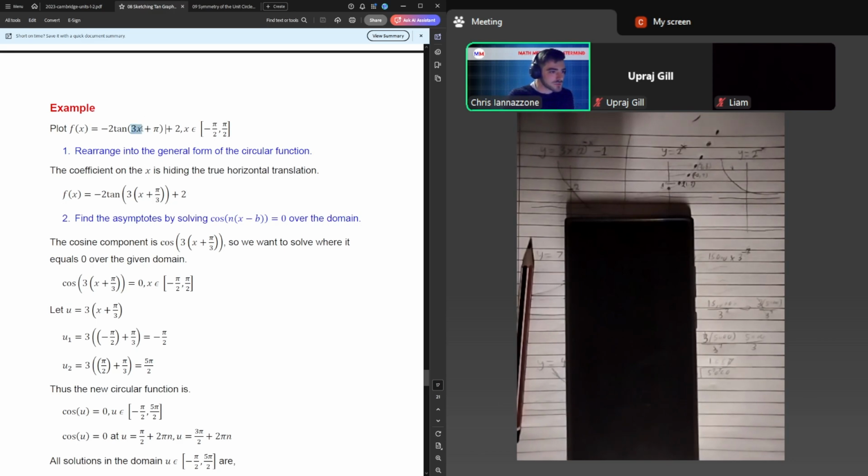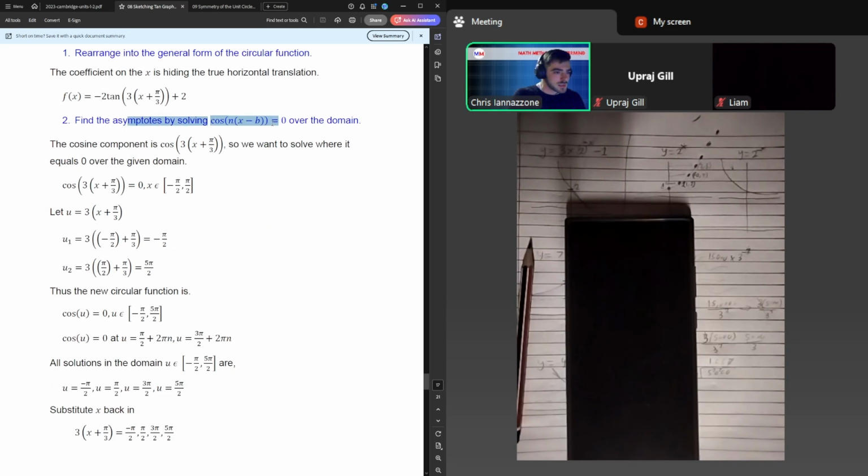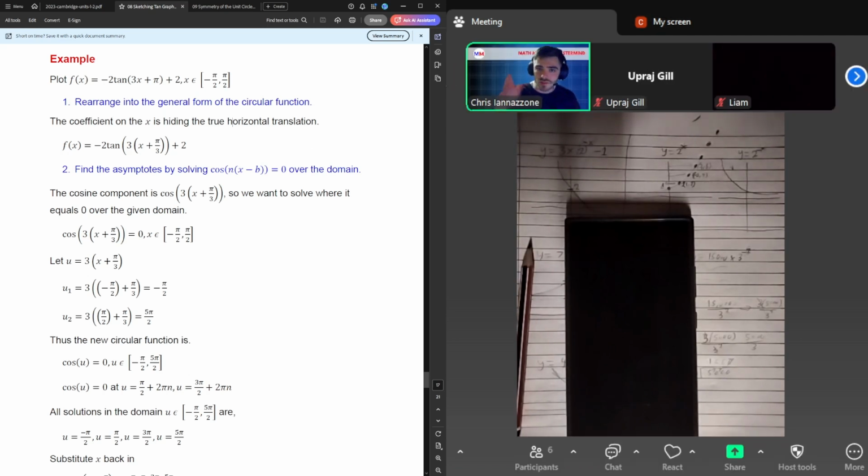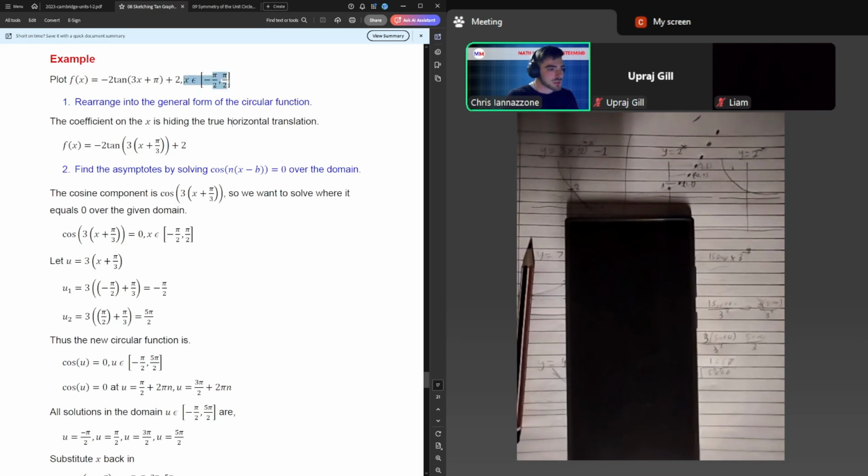So taking any coefficients off of the x reveals what the true horizontal translation is, which is a shift left by pi over 3. Next up, asymptotes. So literally all we're doing is taking tan as its own little thing and then writing cos in that spot instead. So instead of having tan(3x + pi/3), we now have cos(3x + pi/3). We set that equal to 0 because that's where the denominator equals 0. That's the whole reason why we have those asymptotes. And we're going to solve that over the particular domain that we're given.